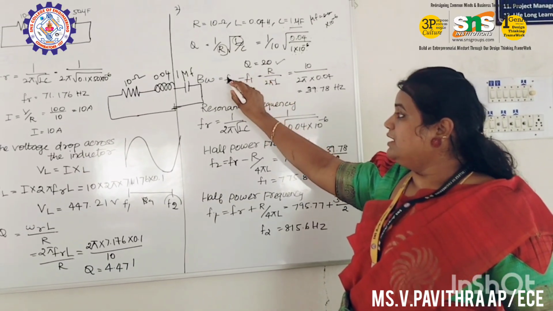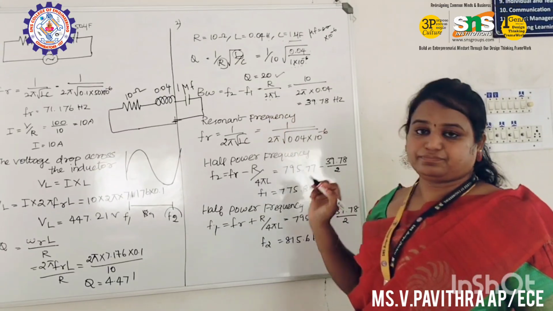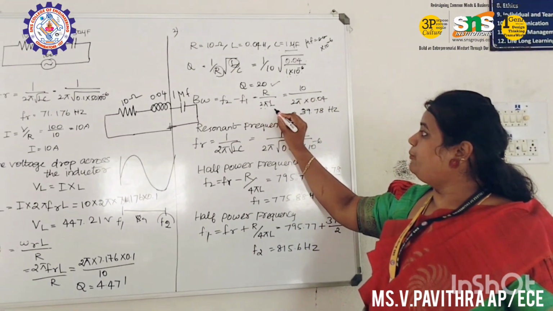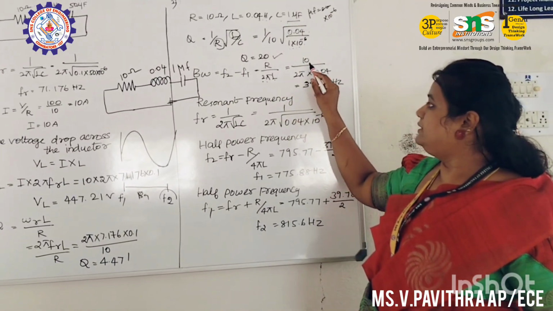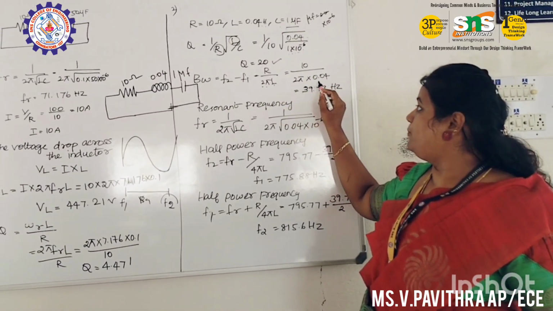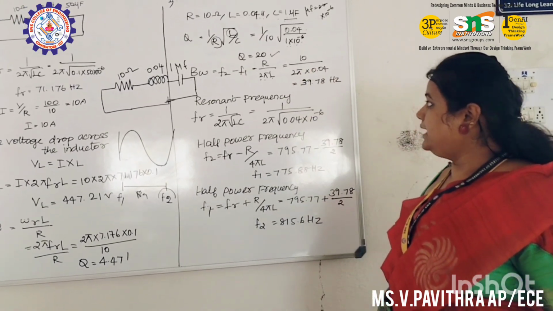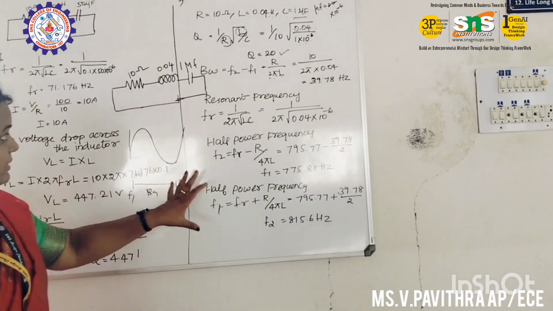So we are using the formula for this bandwidth, which is R divided by 2 pi L. So R is 10 divided by 2 pi into, what is the value of L? 0.04. So 10 divided by 2 pi into 0.04. If you substitute this value, you will get 39.78 Hz.